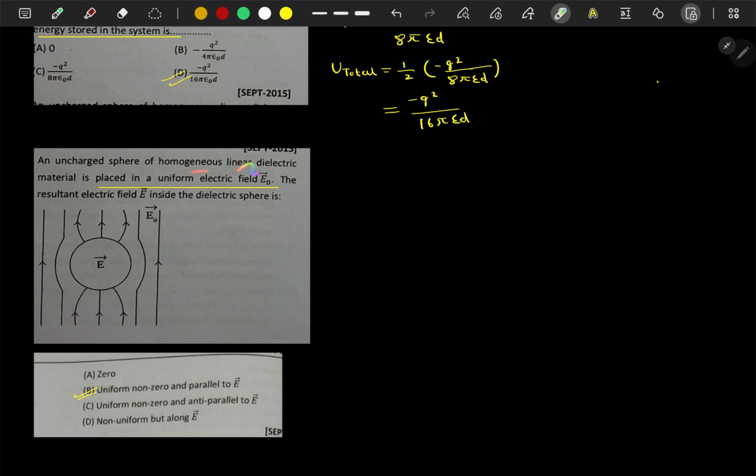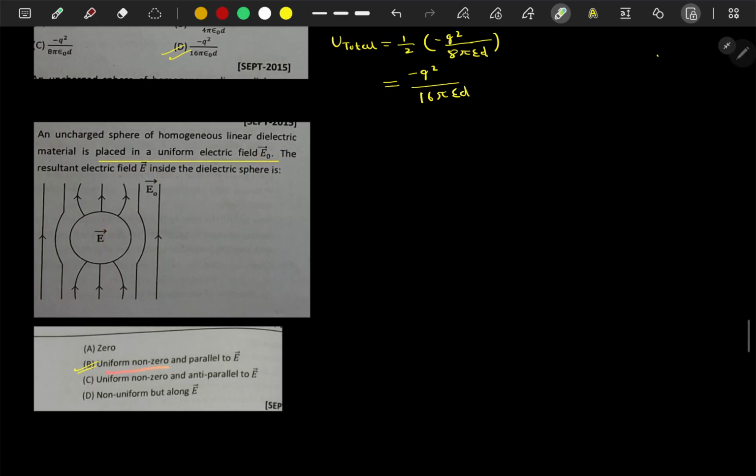When a dielectric material is placed in a uniform electric field, the resultant E inside the dielectric... So inside the dielectric what will happen? Uniform, non-zero and parallel to E.